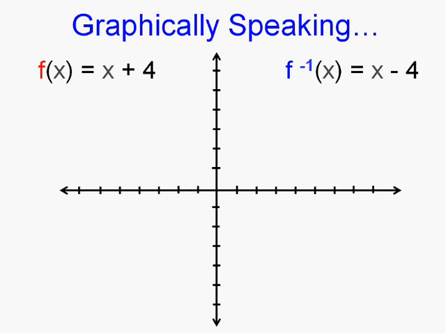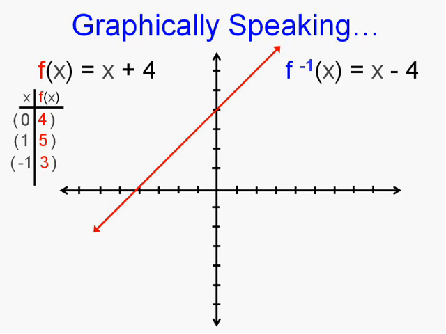Prepare to be astonished. If we actually graph any function and, on the same picture, graph its inverse, I want to show you what happens. Let me graph the original function. I'll get 3 easy points. Let me plug in 0, 1, and negative 1 because they'll fit on the graph. If I put in a 0, I get 4. If I put in a 1, I get 5. And if I put in a negative 1, I get 3. If I graph these 3 points, they line up, and there's the original function, y, or f of x, equals x plus 4.